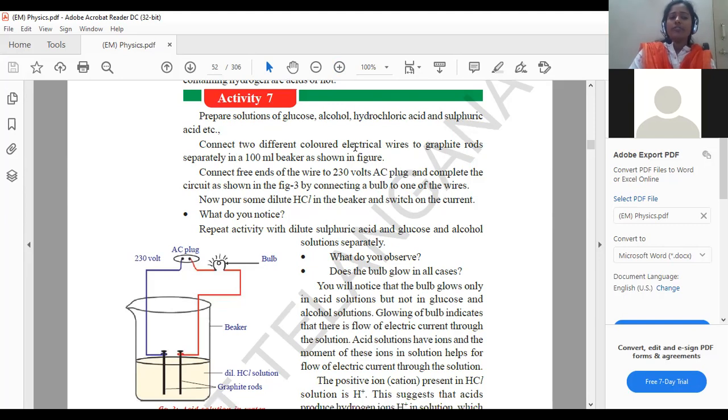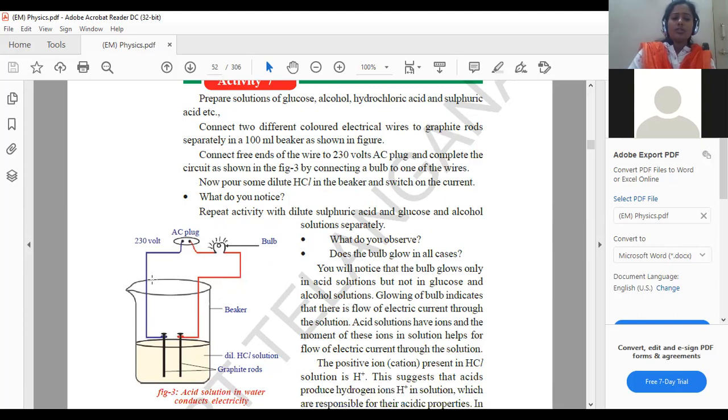Now, connect two differently colored electrical wires to graphite. So two wires were taken, and these two are connected to a graphite rod.